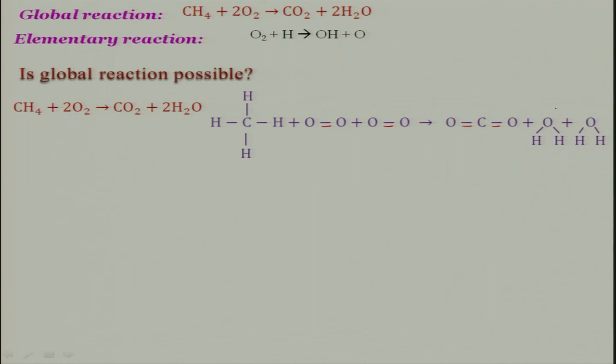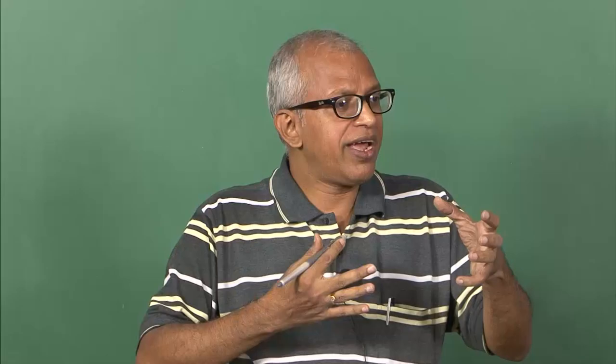If you look at this side, 8 bonds are broken on the reactant side, and these 8 bonds are formed, yes or no. That means there will be 8 bonds broken and 8 formed, a total of 16 events taking place. Is it really possible?